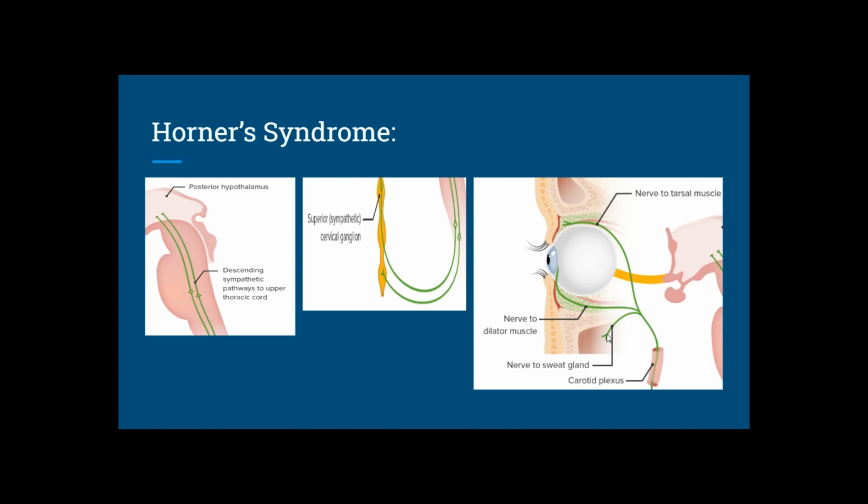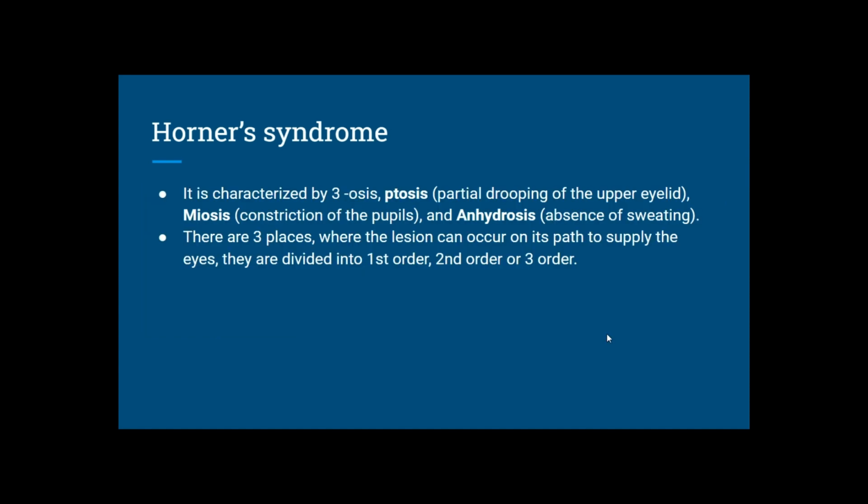Any disruption to one of these or all three of these nerves is going to cause Horner syndrome. It is characterized by three "oses." The "osis" is a suffix, and any of the three symptoms is elemental to Horner syndrome. The very first one is ptosis, which is a partial drooping of the upper eyelid. The second is miosis, which is a constriction of the pupils, and the third one is anhidrosis, which is the absence of sweating.